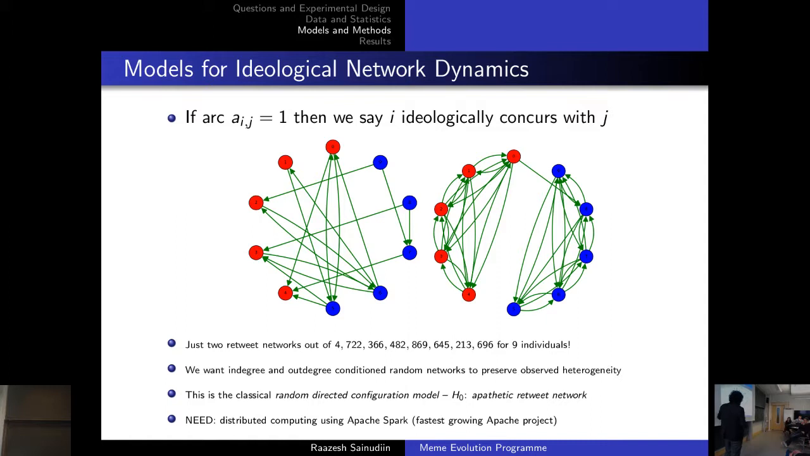It's called a random directed configuration model, and this becomes our null hypothesis H0. This is what the psychologists like to call the apathetic retweet network. Apathy, I don't care, basically, right? No pathos. So I'm apathetic because I don't care who I retweet as long as I get my retweets for the nine weeks, right? I get 843 retweets, I will always get it, I don't care. So it's like drunk or apathetic retweeting.